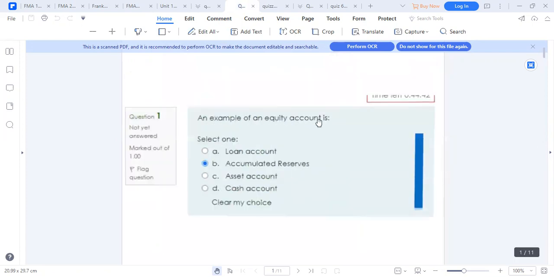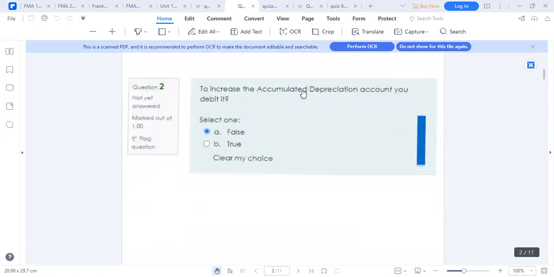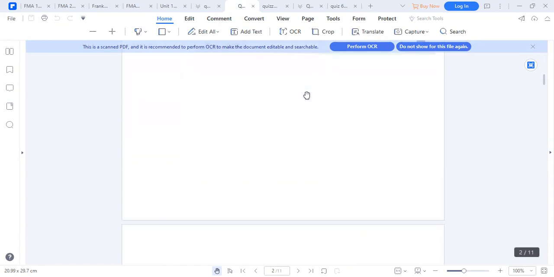An example of an equity account is what? Accumulated reserves. To increase depreciation, you debit it. No, depreciation is an expense. So all expenses we debit to increase them. But accumulated depreciation, we credit it.